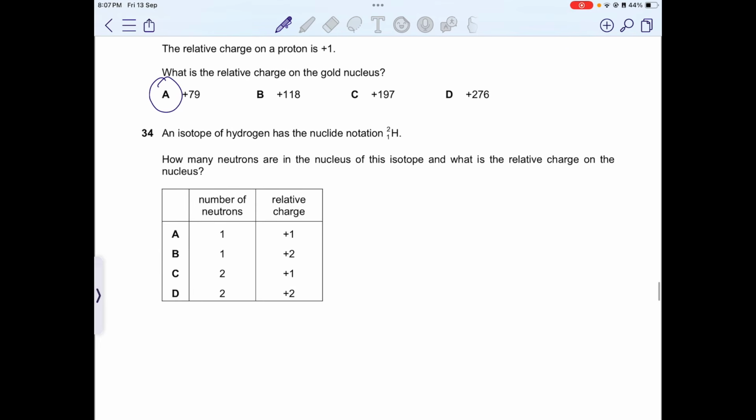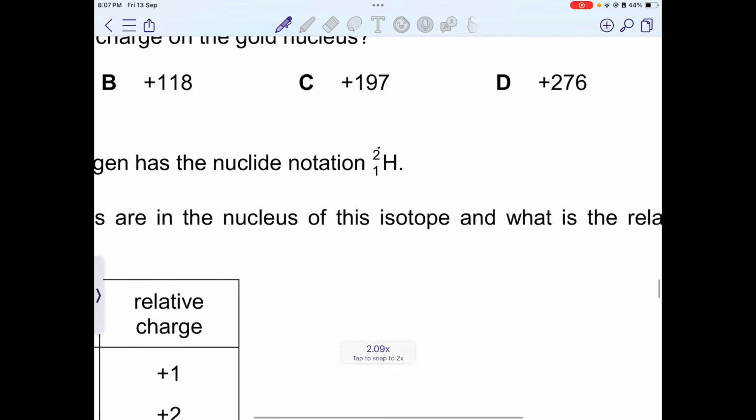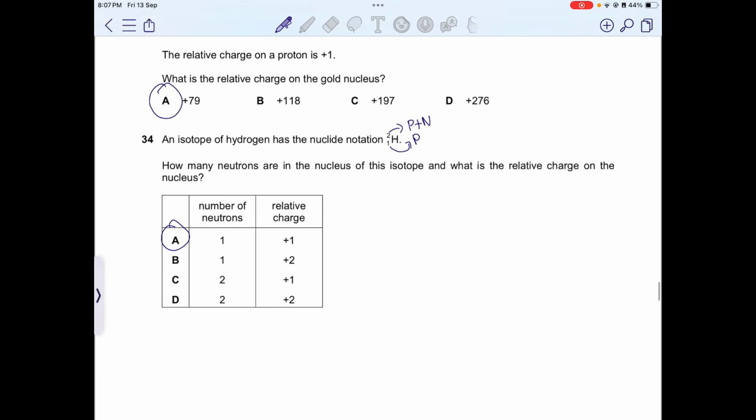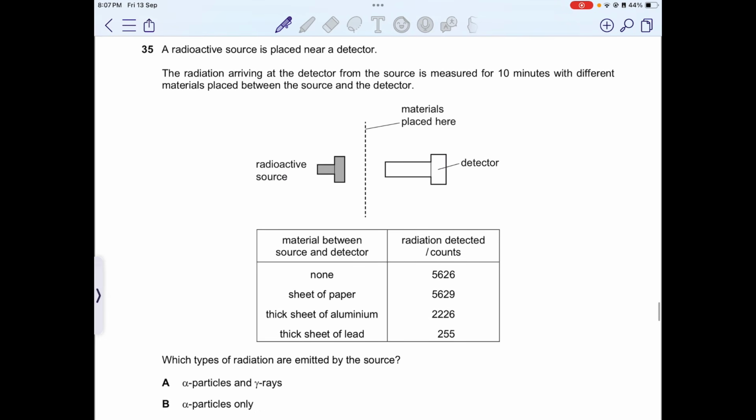Next up, an isotope of hydrogen has the nuclear notation 2,1 H. How many neutrons are in the nucleus of the isotope, and what is the relative charge of the nucleus? The notation shows 1 proton and then 1 neutron. So the number of neutrons is 1, and since you only have 1 proton, the relative charge is 1. Basically, 2 is telling you the number of protons plus neutrons, and 1 is only protons, so neutrons must be only 1. So you have 1 neutron, 1 proton, and the relative charge is 1 because only 1 proton.